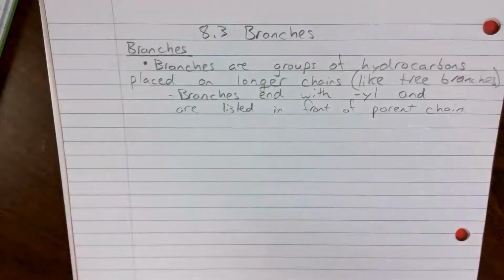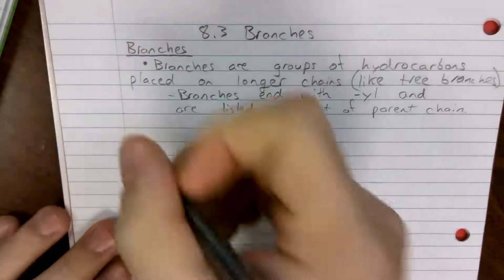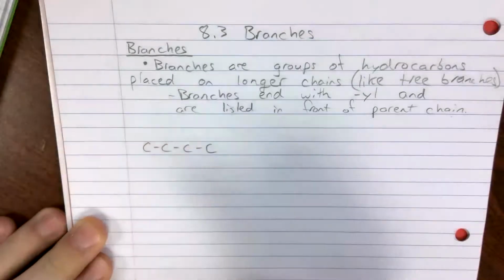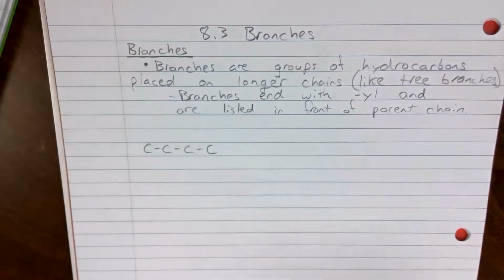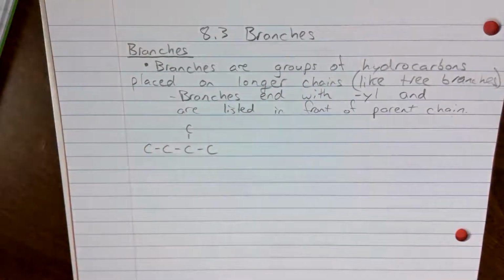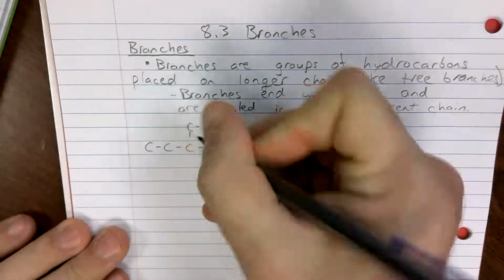Ready for that example? I'll draw something with 4 carbons here. Now you can kind of see the branch. The branch is off. Kind of makes sense why it's named a branch. Let's go ahead and add all of our hydrogens then.